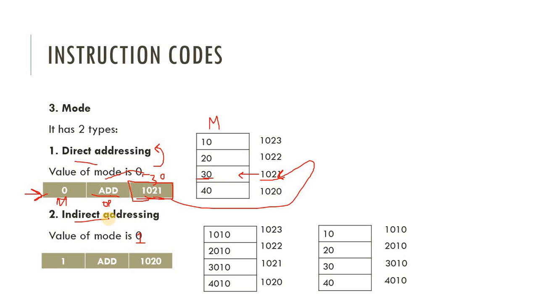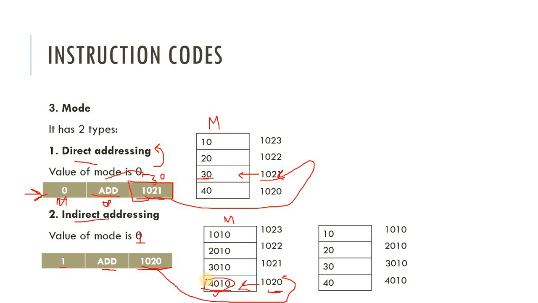Now what happens in indirect addressing? The value of mode is 1, it is a type of operation, and here the address is 1020. So in the computer's memory we'll find the address 1020, and at this address we find some value. Now this value is not the operand, but it is also an address. So here 4010 is not the operand or the data, but an address. So in indirect addressing, the direct data is not stored, but some address is stored.